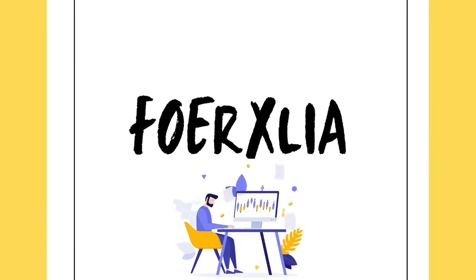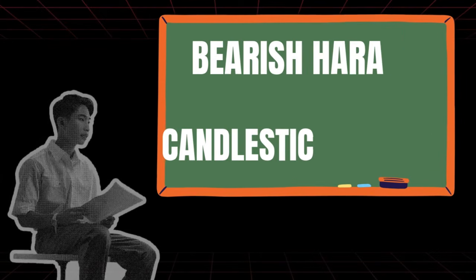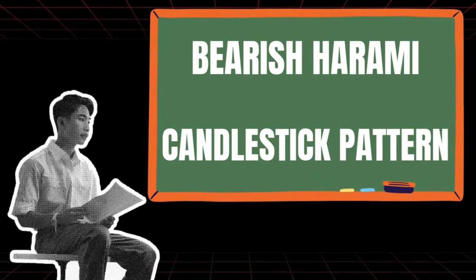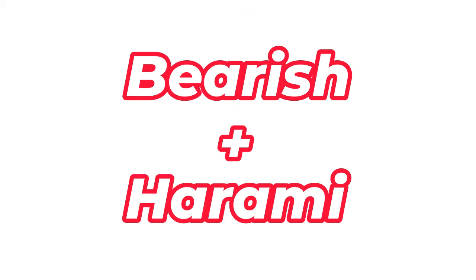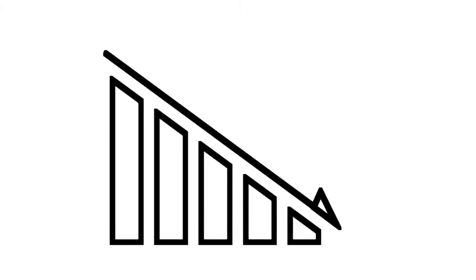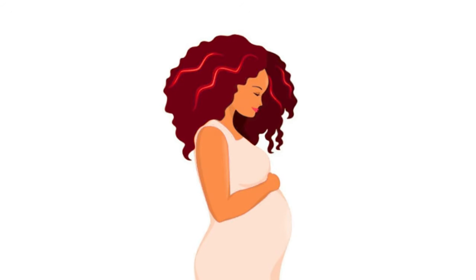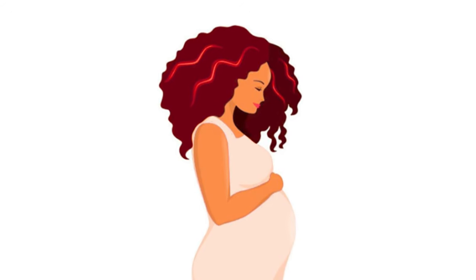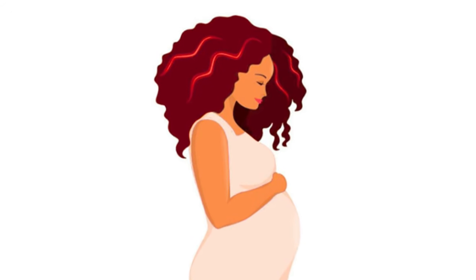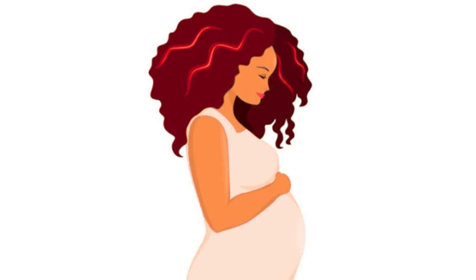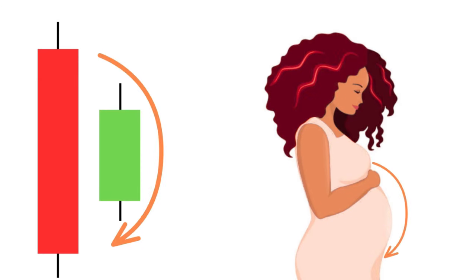Today I will explain the bearish harami in detail. The bearish harami is a candlestick pattern. The name of this candlestick is made up of two words, bearish and harami. You all know the meaning of the word bearish. Bearish means downtrend, decline, and harami is a Japanese word. It means a pregnant woman. The Japanese named the bearish harami after a pregnant woman because this candlestick pattern appears in the chart in a similar manner. You can see it in the video.